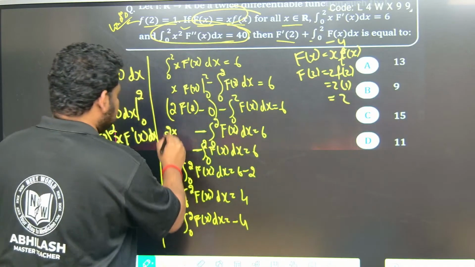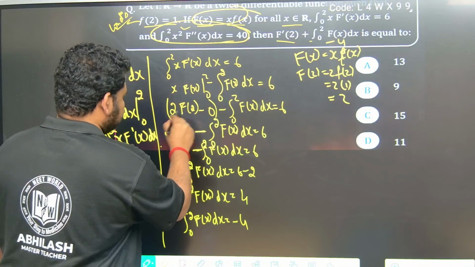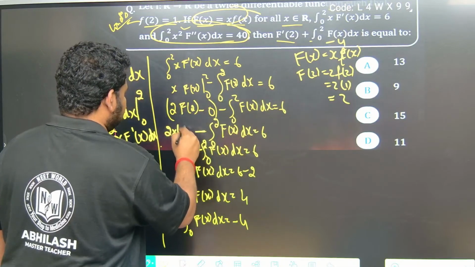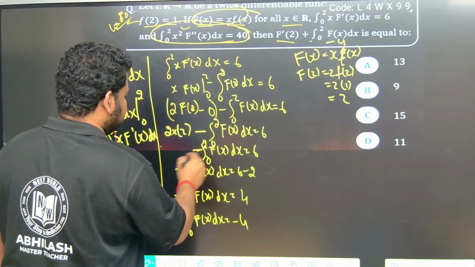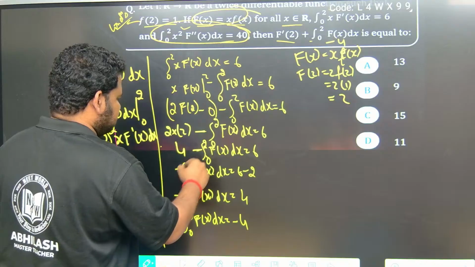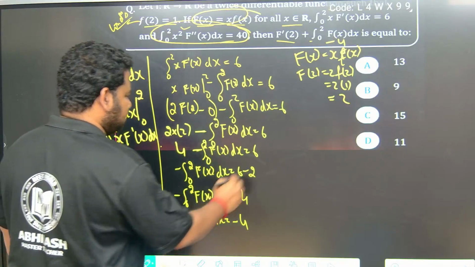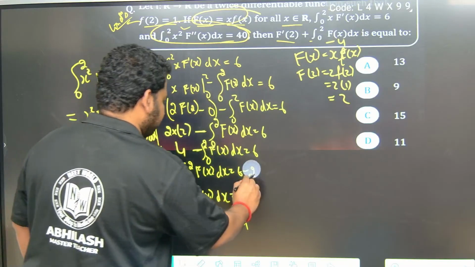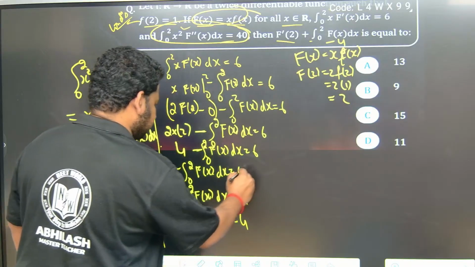So here we have, outside 2 is also there. Here 2 times f of 2 is nothing but equal to, what do I get? 2. Okay, so this will become equal to 2 to the 4. Okay, this will become equal to 4. So 6 minus 4. This should become equal to 6 minus 4.